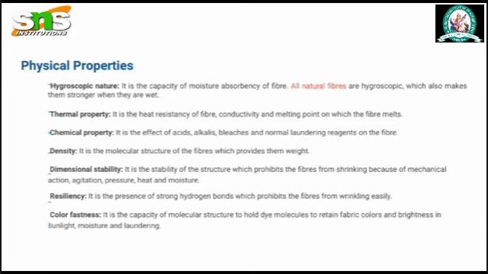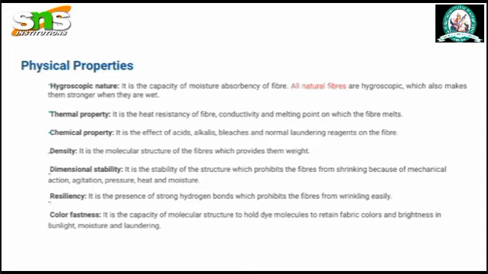Physical properties. Hygroscopic nature. It is the capacity of moisture absorbency of fiber. All natural fibers are hygroscopic, which also makes them stronger when they are wet. Thermal property. It is the heat resistance of fiber, conductivity and melting point on which the fiber melts. Chemical property. It is the effect of acids, alkalis, bleaches and normal laundering agents on the fiber.